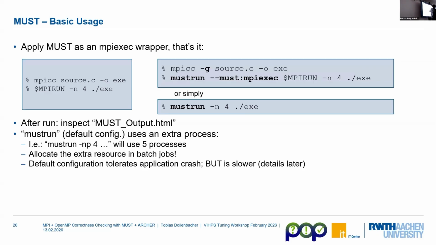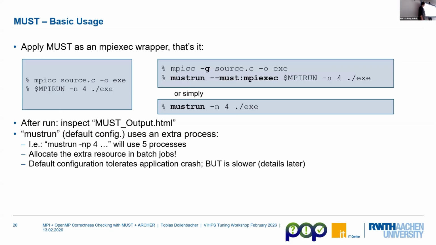application. This --must:mpiexec is a parameter that you can use to define what exactly the MPI run command would be. So here we have mpiexec, mpirun, so we actually want to use the mpirun. You might want to use srun if you're using a Slurm batch system, or some other MPI commands that are not covered here. But I don't think there are many more.